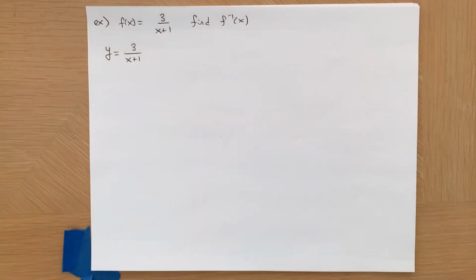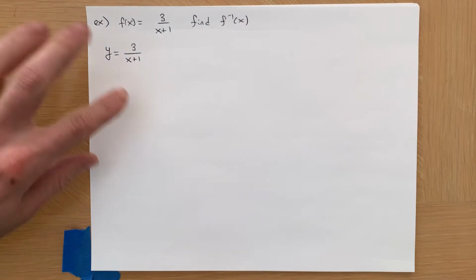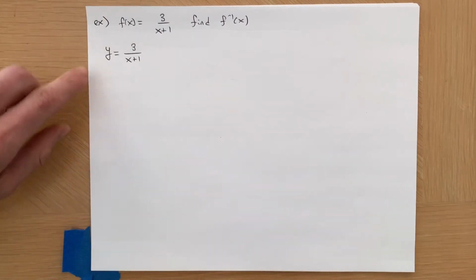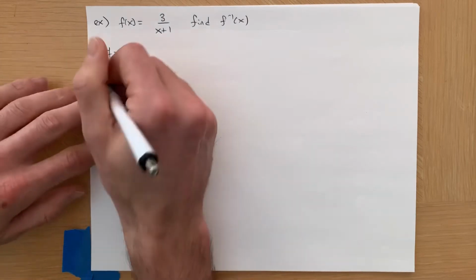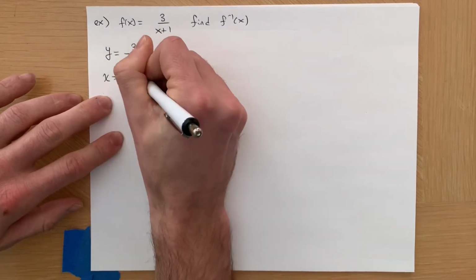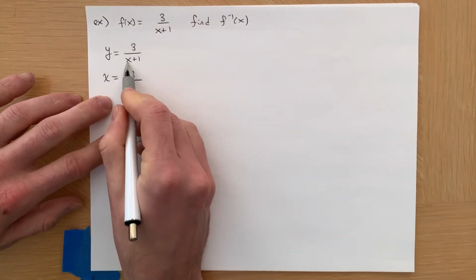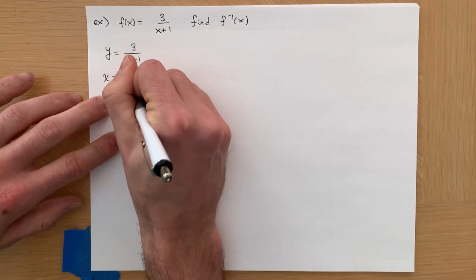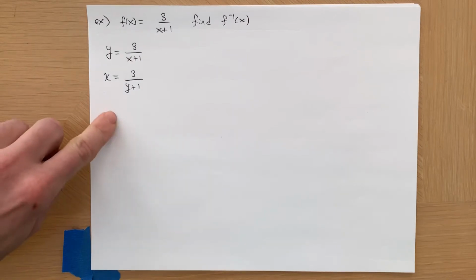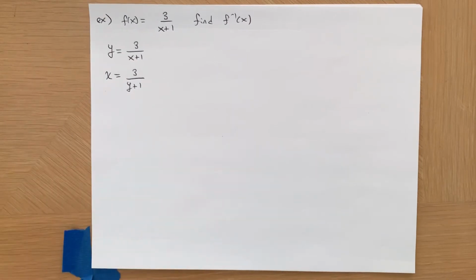And if you look back, step number 2 was you replace all the x's and y's. So if you see a y, you write an x. And if you see an x, you write a y. So here we see a y, we're going to put an x here. 3. And here we see an x, we're going to put a y. So y plus 1. Okay, that was the second step. Now the third step is to solve for y. So we need to get y on one side equals and then everything else on the other side.